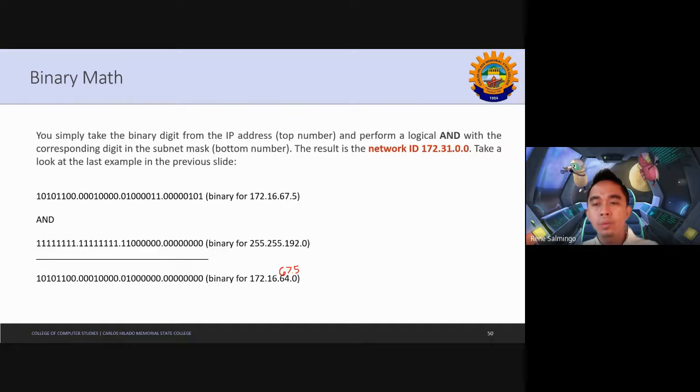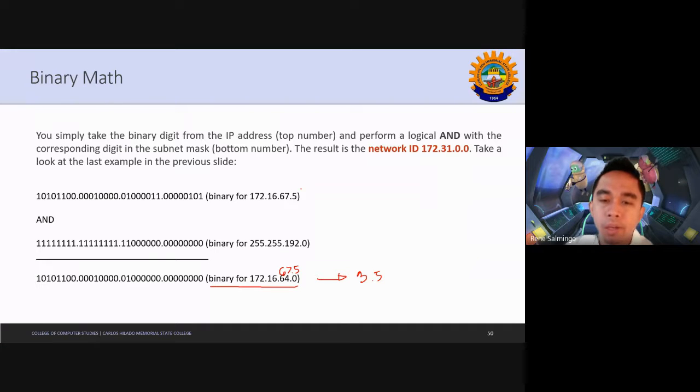When you see 172.31, it is normally class B, meaning the first two octets are the network ID, but in this example, the network ID extends until 64. So this is your network ID, but your host ID now, when you subtract 64 from 67.5, becomes 3.5. This is your host ID. This is coming from your IP address, that is 67.5.